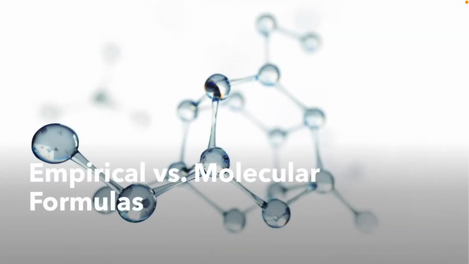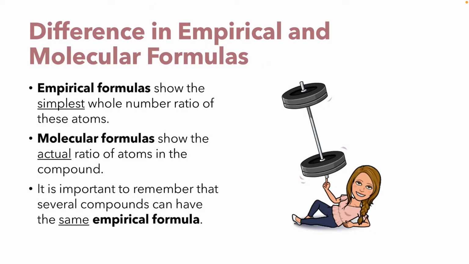Welcome back, chemists. Today we're going to talk about empirical versus molecular formulas. So we've talked about chemical formulas before, but we haven't talked about differentiating different types of formulas within our covalent or molecular compounds. Empirical formulas show the simplest whole number ratio of the atoms, while molecular formulas show the actual ratio of atoms in a compound. So it's important for us to remember that several compounds can have the same empirical formula.